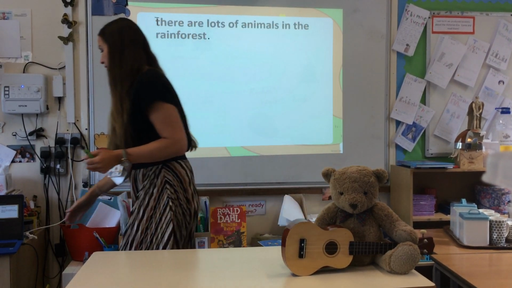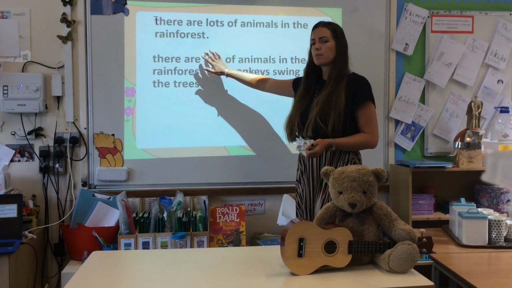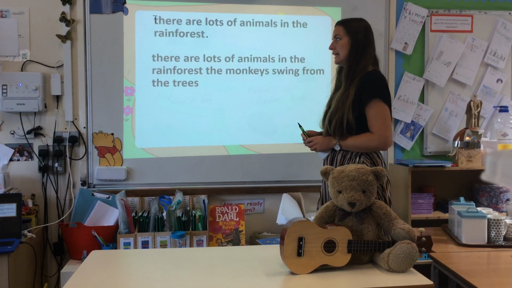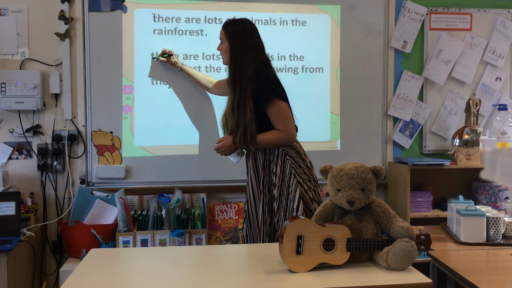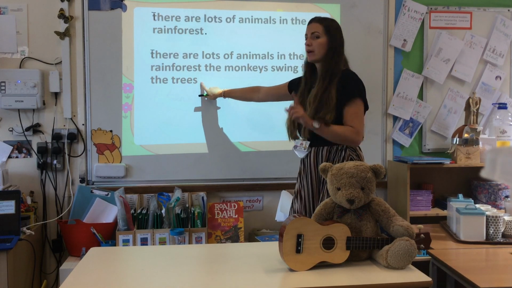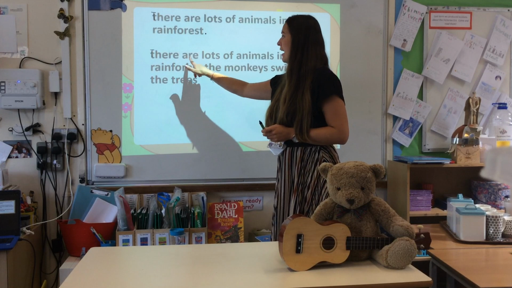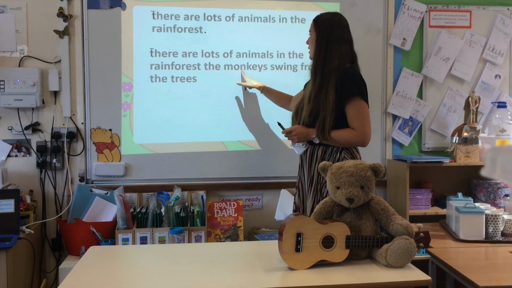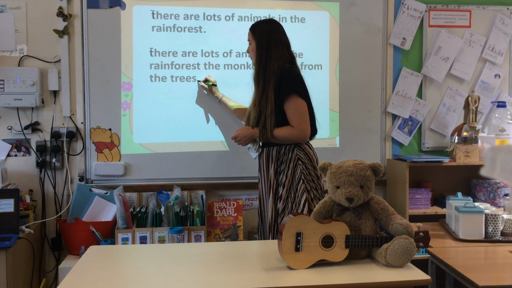So now we're going to have a little bit of a twist. Because my next one is, we've got something that's slightly longer. And I wonder if you can spot what the trick is here. Now again, you might notice we're going to need to put a capital letter at the start here. And we need to make sure that we've got a full stop at the end. But I'm going to read it first, just so I know what I'm actually punctuating. There are lots of animals in the rainforest. The monkeys swing from the trees. Full stop at the end.